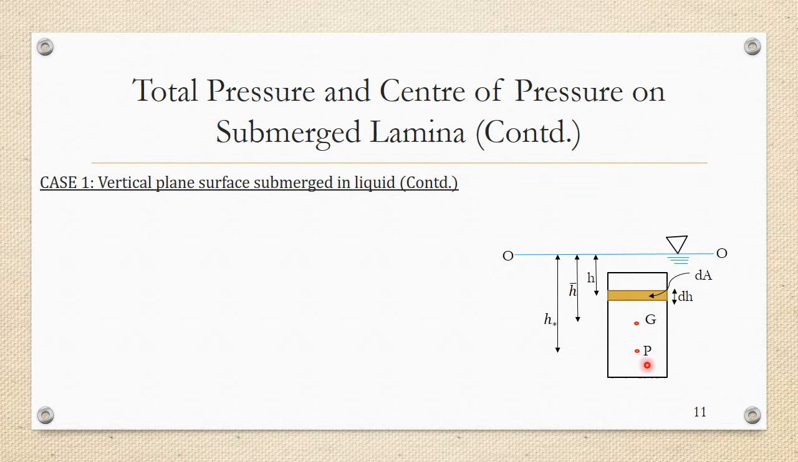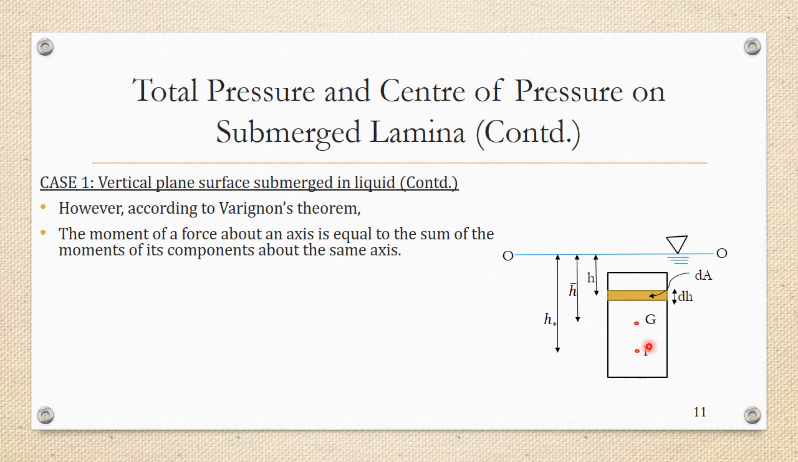Here, instead of considering the small dFs, I know the total pressure force that is going to be acting on the area. Now, according to Varignon's theorem, the moment of a force about an axis is equal to the sum of the moments of its components about the same axis. Again, flashback into first year's engineering mechanics.